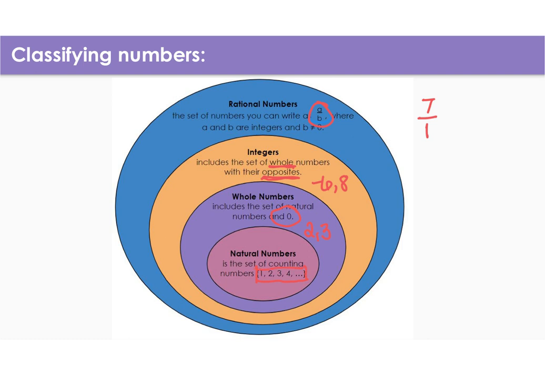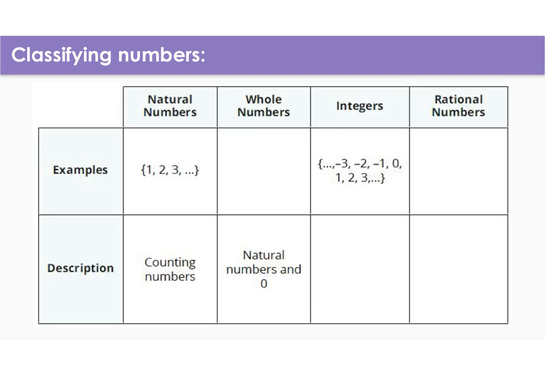So the smallest distinction here is natural numbers, and within whole numbers is natural numbers, and integers are whole numbers and natural numbers, and rational numbers include all of them. So each one of these subcomponents is also a rational number. So we're going to fill out this chart. Examples, natural numbers, 1, 2, 3, those are our counting numbers. Whole numbers, so those are your positives. And so on.